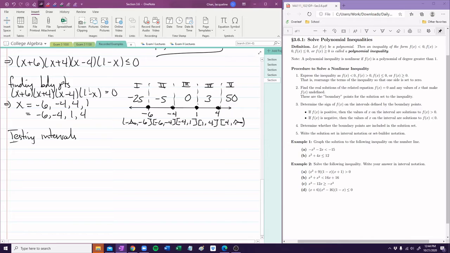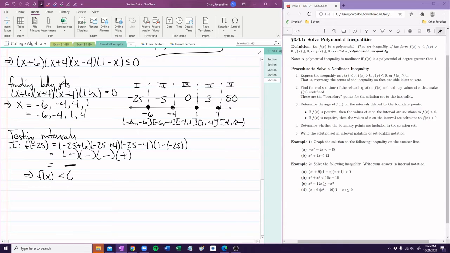When I do that, testing the first interval, I'm given f of negative 25. So this is going to be x minus, negative 25 plus 6, negative 25 plus 4, negative 25 minus 4, 1 minus negative 25. So this is going to be negative, negative, negative, and this one is going to be positive. 1 minus a negative becomes 1 plus. I look at this and I'll get a negative. So it just tells me about my first interval. This tells me that this is going to be less than 0.